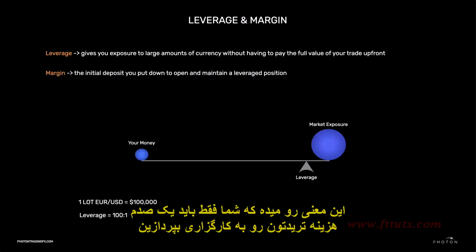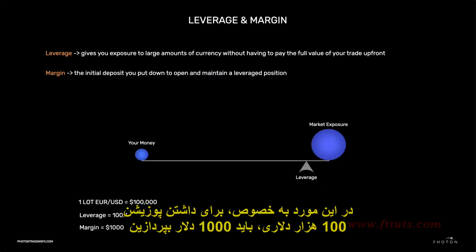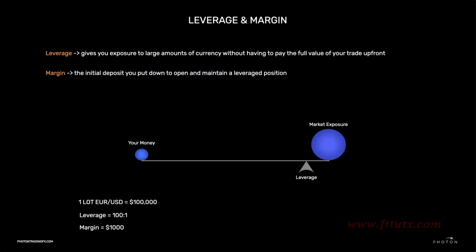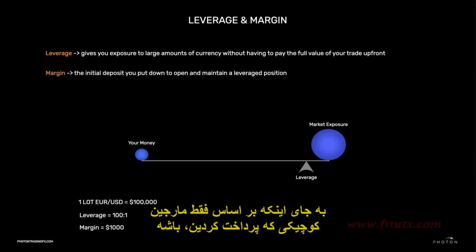What this means is that you only have to put up 1/100th of that trade cost in margin to the broker as essentially a good faith deposit in order to control that large position. So in this case, that would only be $1,000 for you to control a $100,000 position. Now, when you close a leverage position like that, your profit or loss is based on the full size of the trade instead of just on the small amount of margin that you initially put up.